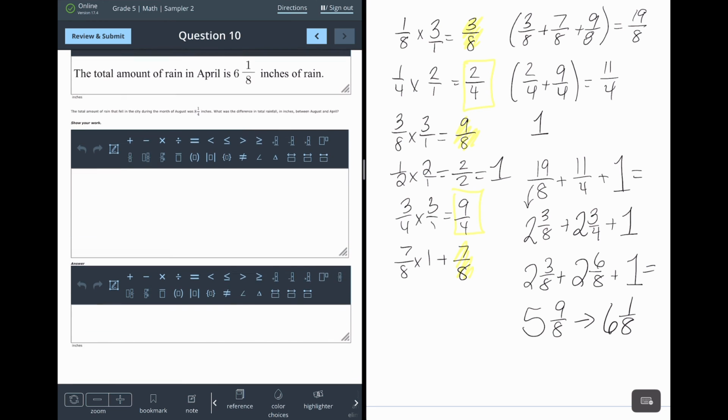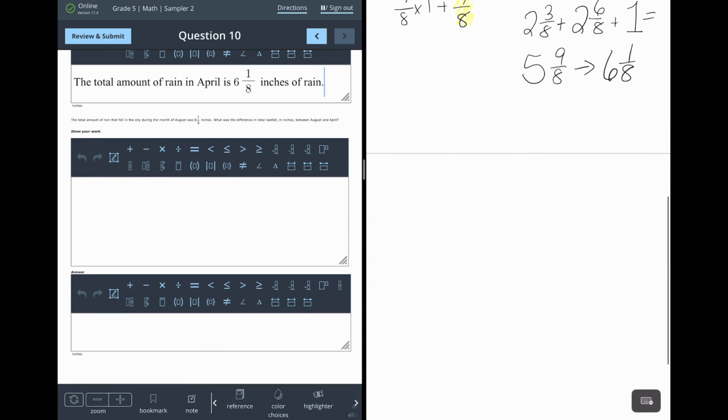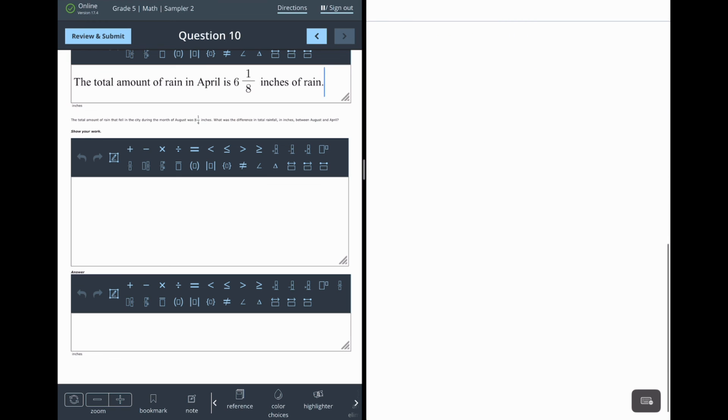And now we go to the bottom. The total amount of rain that fell in the city was 8 1/4 inches. What was the total difference in rain for August and April? So I'm doing 8 1/4 minus 6 1/8. That's what they want to see us figure out. All right, so the first thing I'm going to do is I like to stack them. We're going to stack these numbers. 8 1/4, 6 1/8.